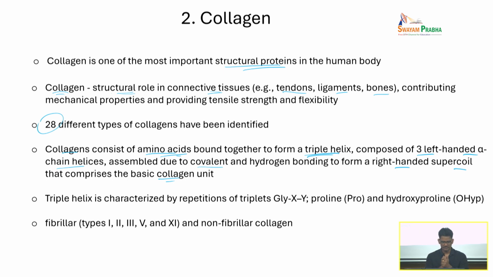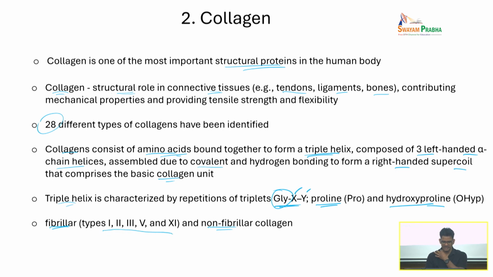And this triple helix that we are talking about is characterized by the amino acid sequence glycine-X-Y. So in all the collagens that are reported, all 28 of them, the sequence will be such that one of them will always be a glycine residue, whereas X and Y can be different, but predominantly they are made up of either proline or hydroxyproline. The third component will always be glycine. It is common. And collagen can also be differentiated into fibrillar collagen and non-fibrillar collagen.